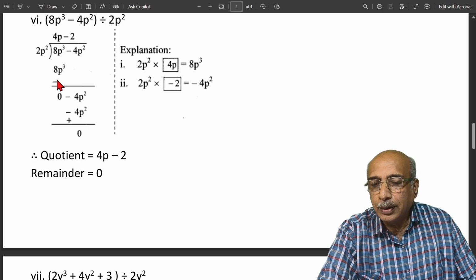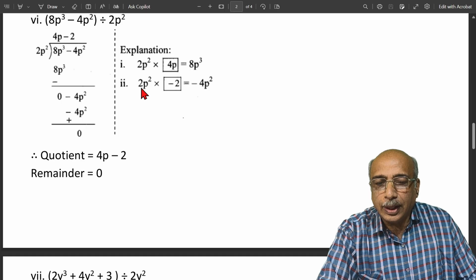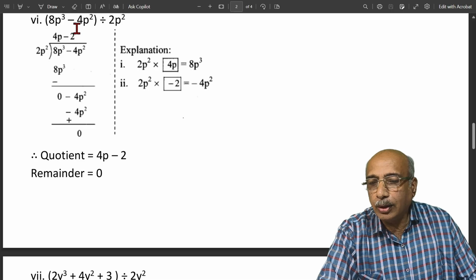Simplify this. Minus this term will get cancelled. Remainder will become 0. Take the next term down. Minus 4p square. Now again we want here minus 4p square. Here it is 2p square. So multiply by minus 2. You will get minus 4p square. Again by division method, plus minus will become 0. Here explanation 2p square into minus 2 equals to minus 4p square. Here also the quotient is coming as 4p minus 2 and remainder is 0.